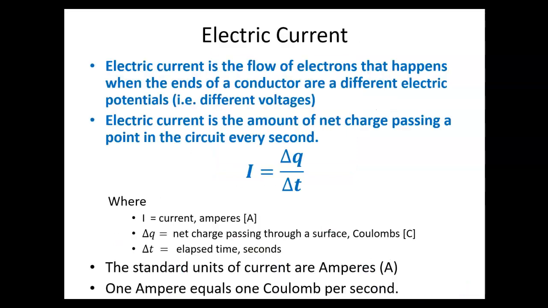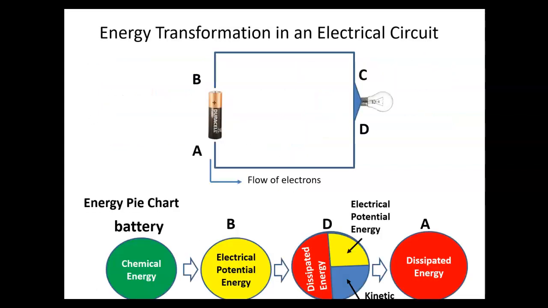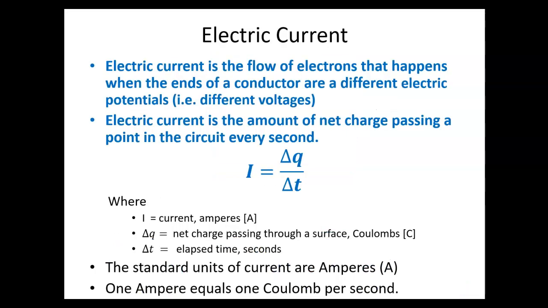Okay, so electric current is the flow of electrons that happens when the ends of a conductor are at different voltages. And when I talk about a conductor, I just mean something that's made out of a conducting material. In a circuit, that would typically be the wires that connect everything in the circuit. And so in the picture that we were just looking at, there are wires that are connecting the ends of the battery to the ends of the light bulb. So those would be conductors.